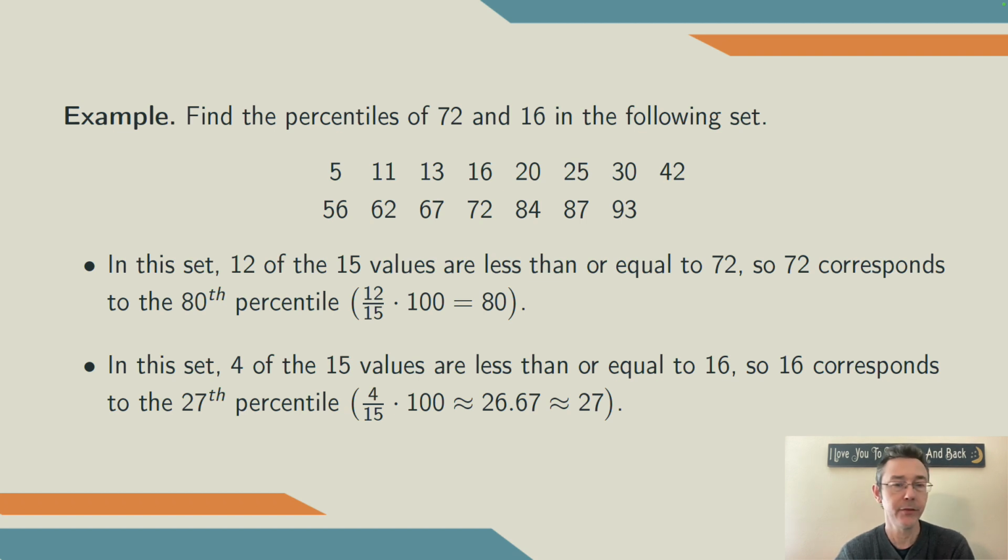I've done 12 fifteenths, 12 out of the 15 values are less than or equal, and then multiplied by 100 to get 80. The value 16 has 4 values that are less than or equal to it. So 4 divided by 15 times 100, 26.66667. So we round that up. This is the 27th percentile.